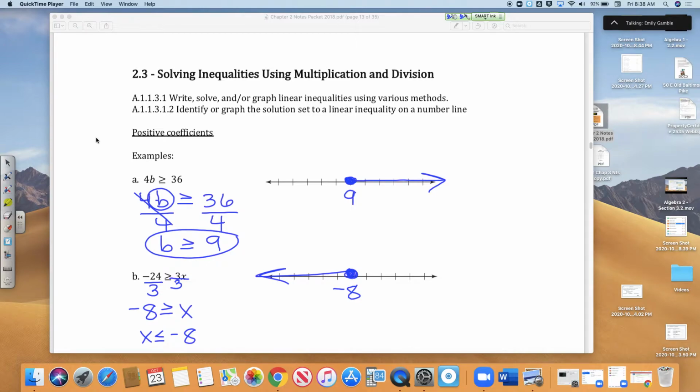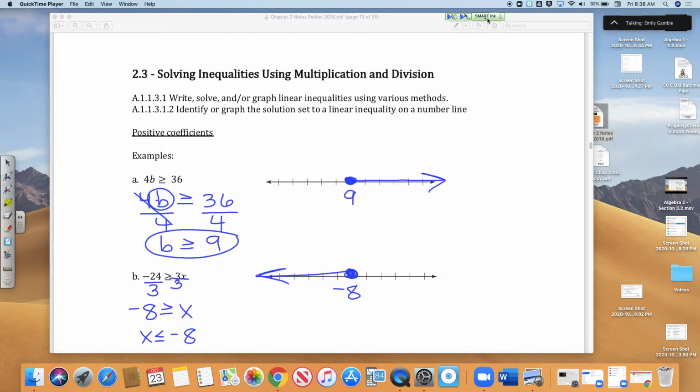When it's given with the number first, negative 8 is greater than or equal to all of the solutions, it means negative 8 is the biggest number, which would then mean that all of the other numbers are to the left of it. That doesn't make as much sense to me as flipping it so that the variable comes first, then I understand the direction better.